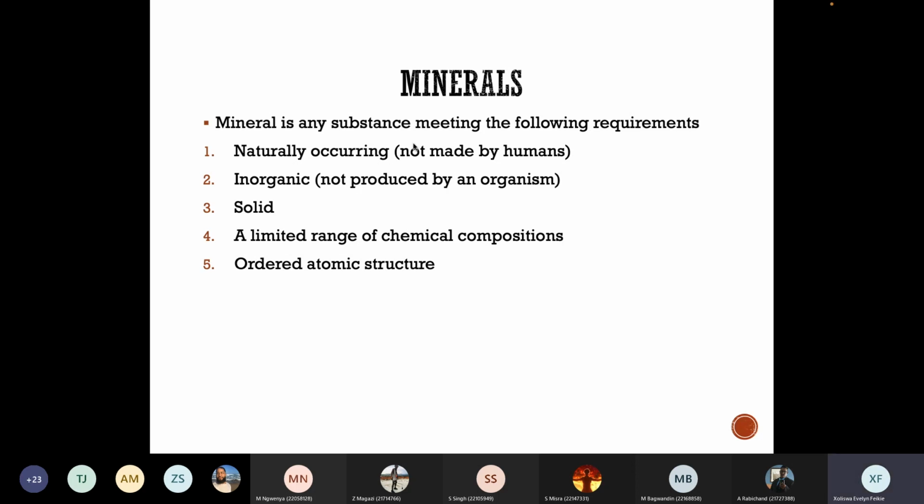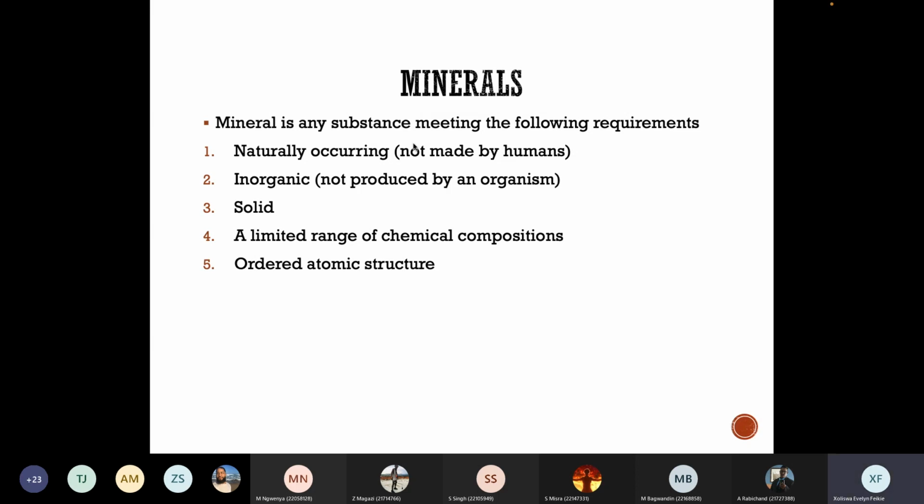And then they say, for you to say this is a mineral, it has to have these 5 things. It has to be naturally occurring, it has to be inorganic, it has to be solid, it has to have a limited range of chemical composition, and then it also has to have an ordered atomic structure. That's a mineral. So let me just make an example.